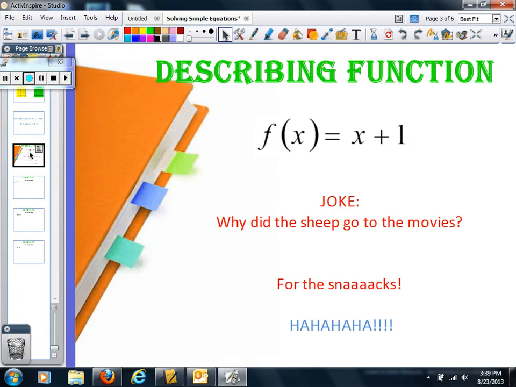Tonight's lesson, or this weekend's lesson, is going to be on solving simple equations. It says describing functions, and that is just because I forgot to change the title on the notes. But the title of your video will be solving simple equations. So let's go ahead and get to this. There are going to be 3 examples. They should be fairly short, but they're going to be very important for what we're going to be doing in the near future.